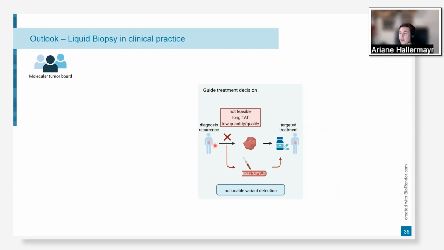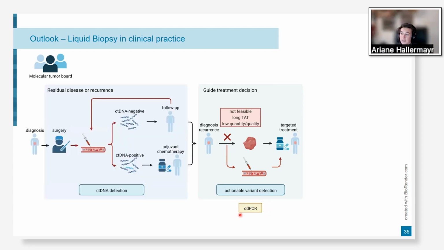of cancer. And usually targeted treatment selection is based on the analysis of tumor tissue. However, in some instances, it might just not be feasible to obtain a tissue biopsy, or the long turnaround time until you have an appointment, or low quantity or quality of material does just limit the performance and you're not able to obtain results. And in those cases, actionable variants could actually be detected based on the analysis of circulating tumor DNA.